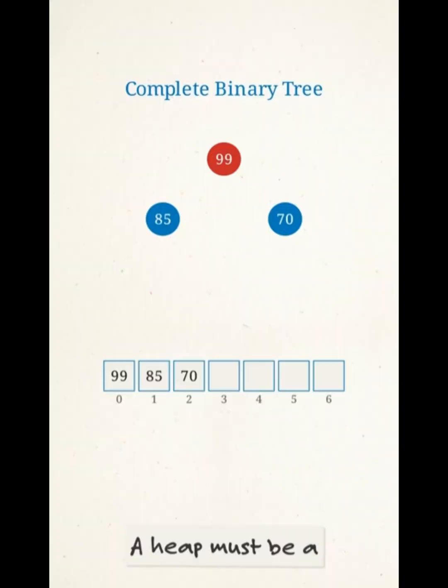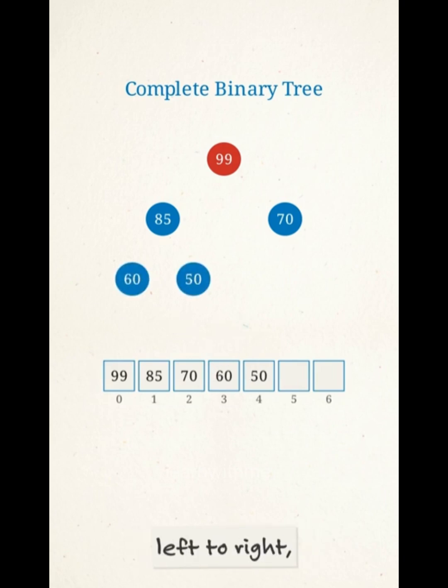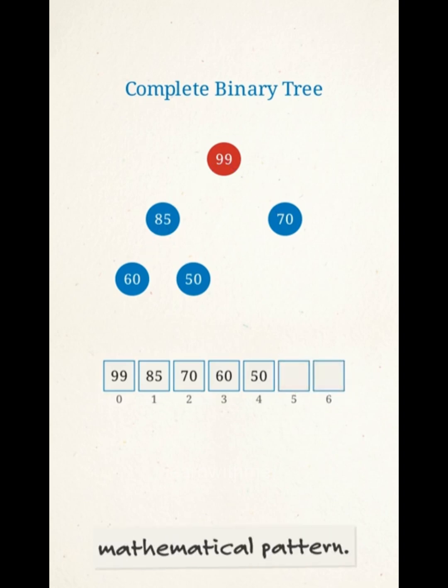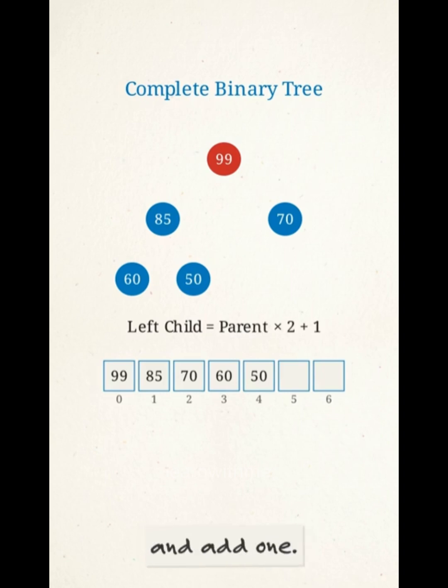A heap must be a complete binary tree, meaning every single level fills perfectly from left to right, leaving absolutely zero gaps. This strict gapless structure creates a hard mathematical pattern. To find any left child, just take the parent's index, multiply by 2, and add 1. Apply that to our root at 0.